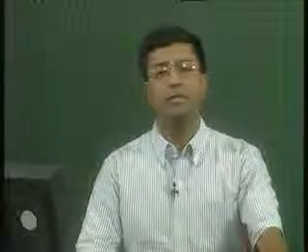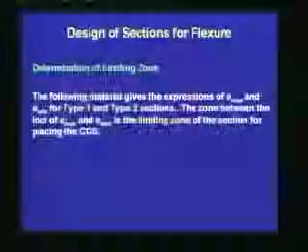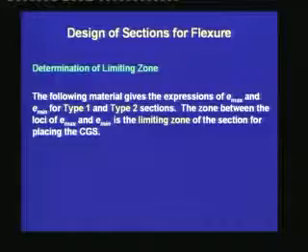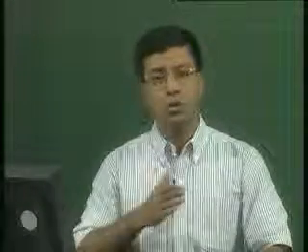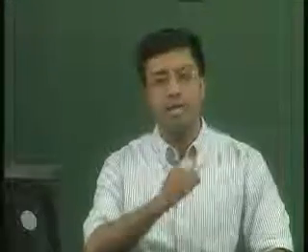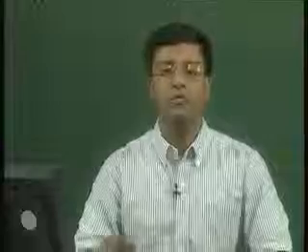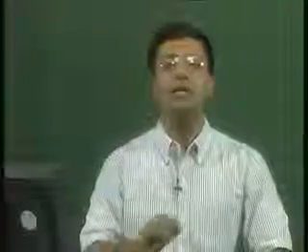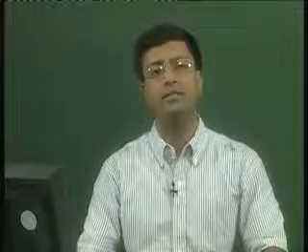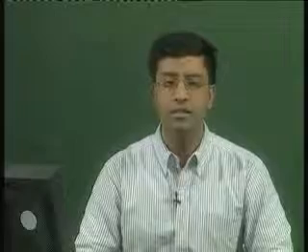The zone between the loci of E max and E min is the limiting zone of the section for placing the CGS. That means we calculate E min and E max at different sections throughout the length of the beam, and once we have determined these values, we join them by a line, one line for the E min values, another line for the E max values, and the space in between these two lines is termed the limiting zone for placing the CGS of the tendons.